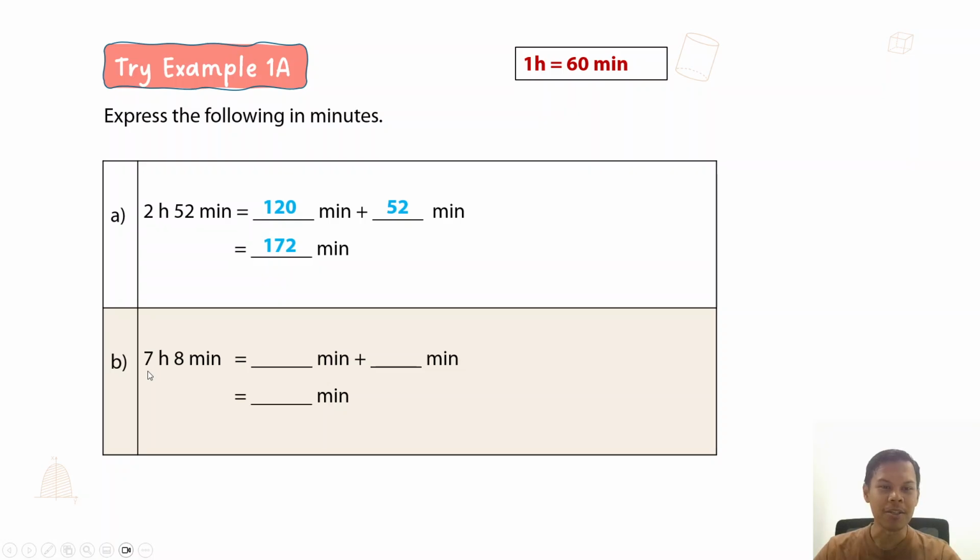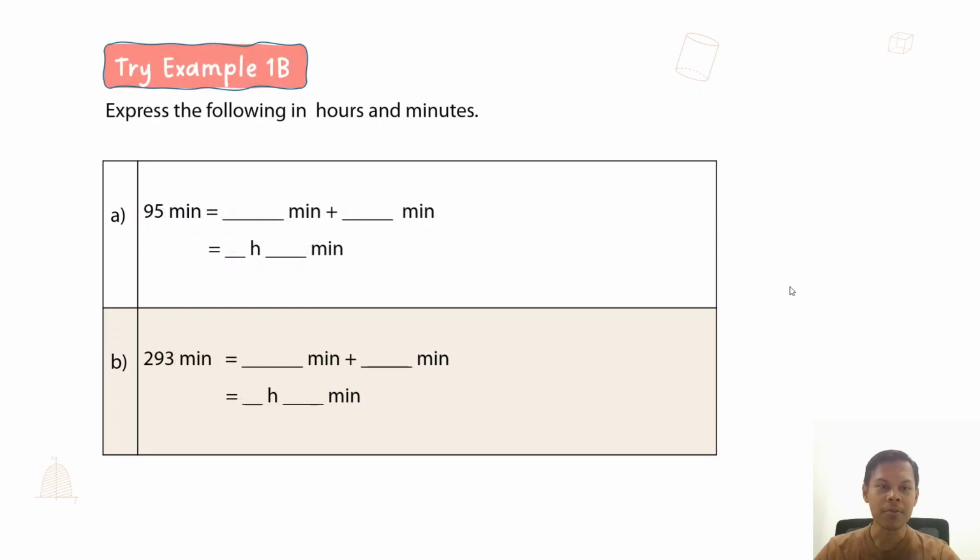Okay, next one. Question B. 7 hours, 8 minutes. Just change this 7 hours. 7 times 60 is going to be 420 minutes plus another 8 minutes here. So the answer that you should get is 428 minutes. This is fairly simple. Don't make silly mistakes. Just know and memorize your 6 times table. This should be easy. Alright, next one.